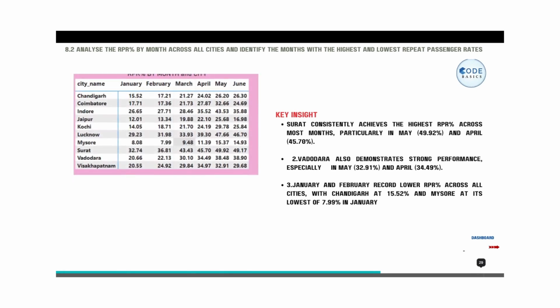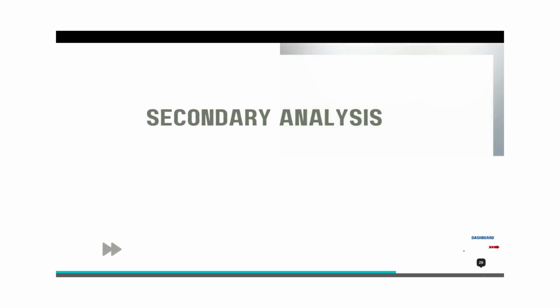Analyze the RPR percent by month across all the cities. Identify the months with the highest and lowest repeat passenger rates. Surat consistently achieved the highest RPR percent across most months, particularly in May and April. Baroda also demonstrates strong performance, especially in May and April. January and February record lower RPR percent across all cities, with Chandigarh at 15.52% and Mysore at its lowest of 7.99% in January. Moving to our secondary analysis.